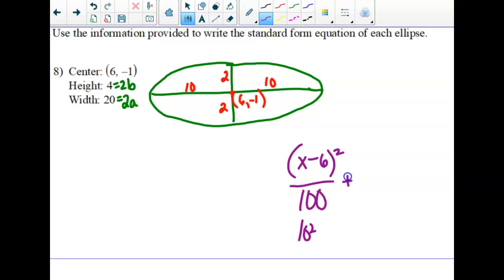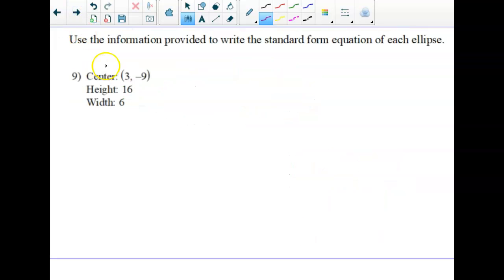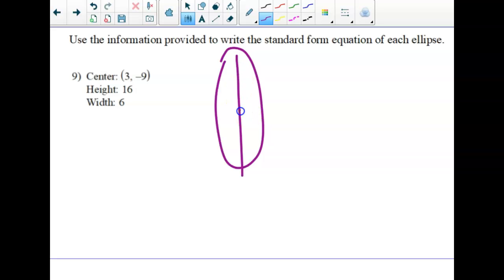All right. Anybody got the rest of it? What do you got, Corbin? Y plus 1 squared over 4. 2 squared would be 4. All right, so this was H, this was K, this was A, this was B, and we just had to remember that the A was going in the X direction, so it went here, yes? Okay, so try number 9. This time it's taller, 16 top to bottom, and a total of 6 across.